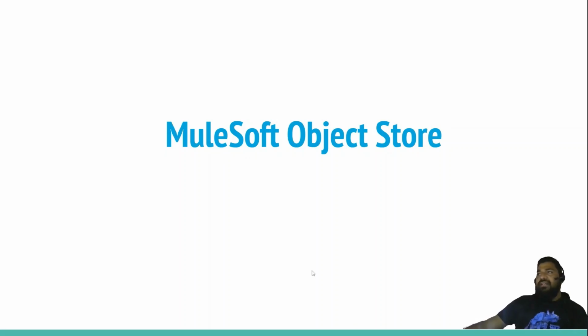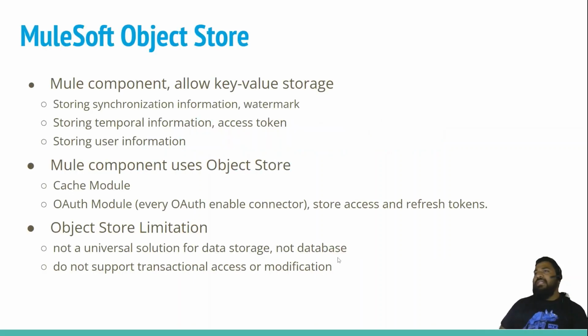So in this video series you will be able to know whether your functionality, whether your business requirement, is going to be designed or resolved by the object store or not. So let me explain what the object store is. The object store is a Mule component provided by MuleSoft, and there we are storing a key-value pair. So we can define one key, and corresponding to that key we store a value.